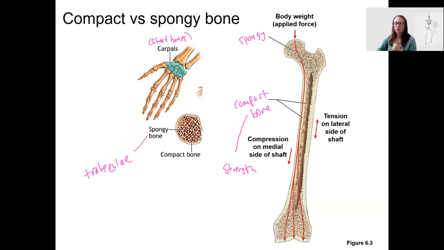So near the joints and in bones where movement in multiple directions, force in your hands might occur in many directions. That's beneficial because force can then be withstood in those various directions. So it's a little bit like a comparison between dense irregular connective tissue and dense regular connective tissue, right? With dense irregular being kind of like spongy bone.